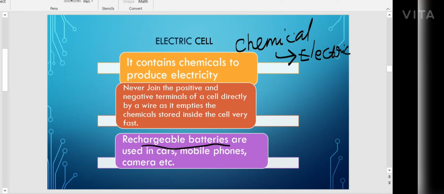And there are rechargeable batteries. So what are rechargeable batteries? You can see rechargeable batteries in cars, mobile phones, cameras. Once the power of other types of batteries is completely used up, you have to throw them out and you can't use them again; they are not reusable. But in the case of rechargeable batteries, once the power is completely down, you can connect it to the electrical socket with the help of an adapter and connect it to the power supply. You can recharge it. So that type of batteries we are calling rechargeable batteries.